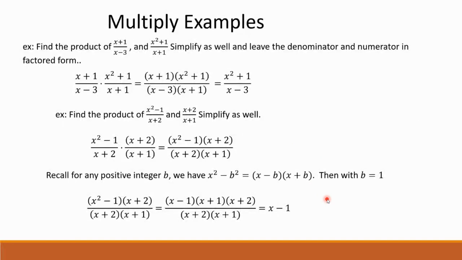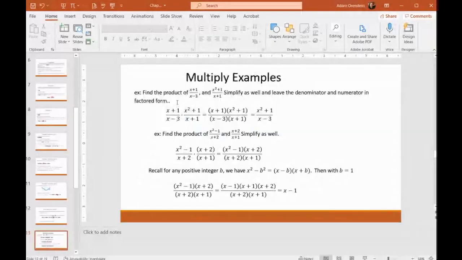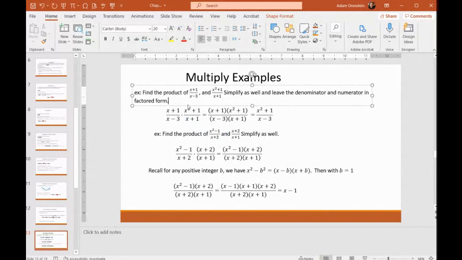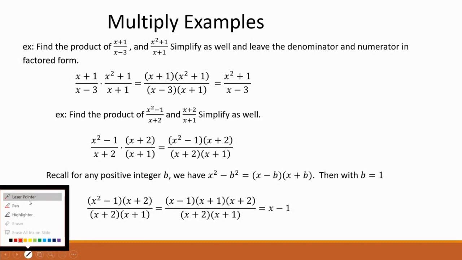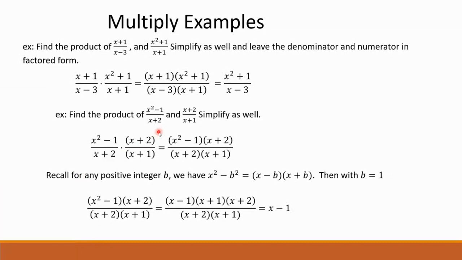All right. Here's an example. Let's multiply these two and we'll simplify as well. And what I wrote here about leaving the denominator in factored form, you can do that with me. You can always leave it in factored form, so nothing wrong with that. So to multiply, well, again, you want to just multiply them together. So we end up with this.